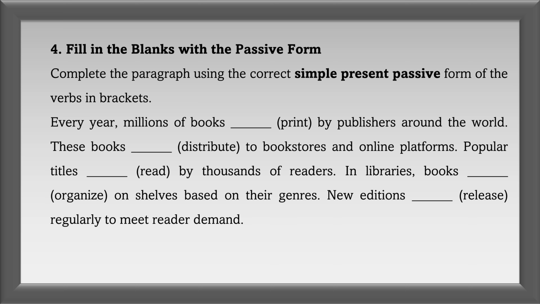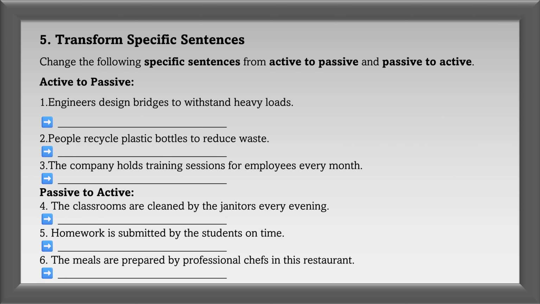Popular titles read by thousands of readers. In libraries, books organize on shelves based on their genres. New editions release regularly to meet reader demand. 5. Transform specific sentences. Change the following specific sentences from active to passive and passive to active.